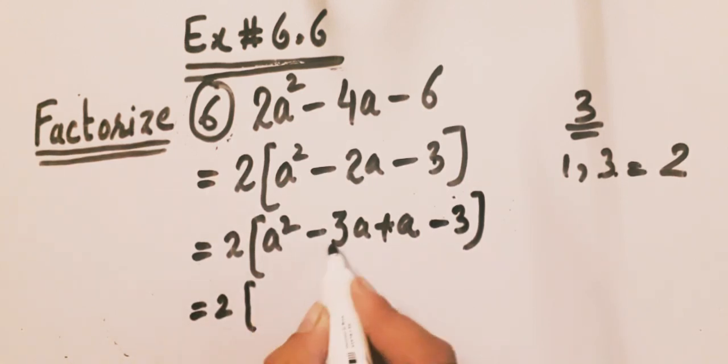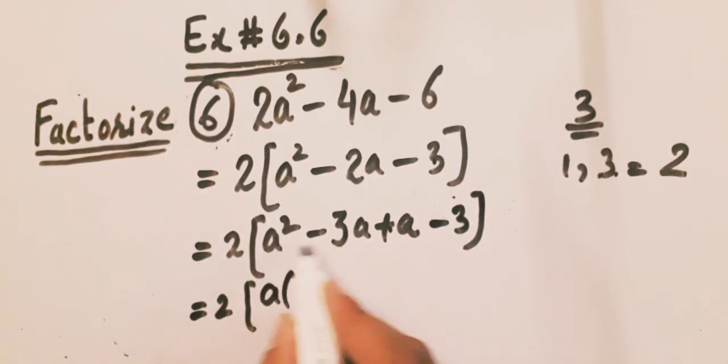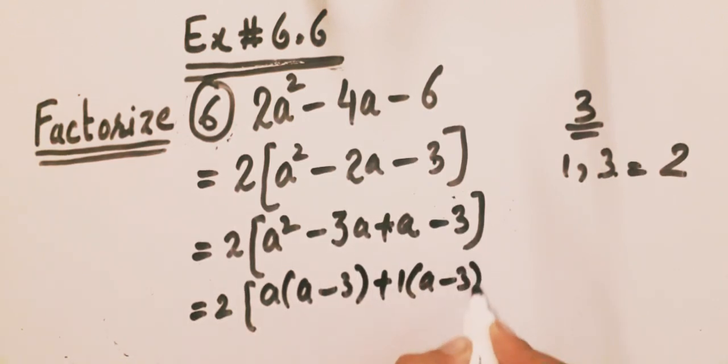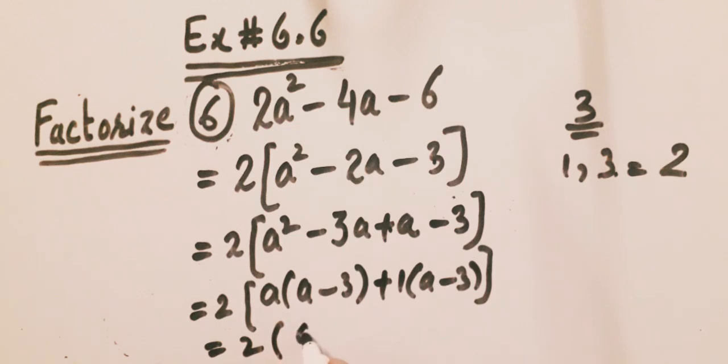So now we will take a common from these two terms, remaining is a minus 3, and plus 1 common, we will get a minus 3. A minus 3 is common, so 2 into a minus 3 and remaining is a plus 1. So this is the answer.